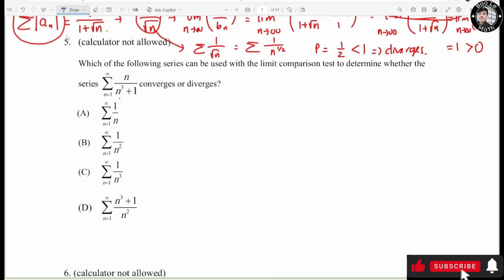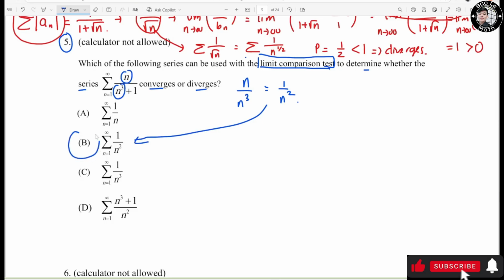Now let's move on to question 5. Which of the following series can be used with the limit comparison test to determine whether the series converges or diverges? When you use the limit comparison test, you're going to check the quotient of the leading terms on the numerator and denominator. Numerator is right here, denominator is right here. So n divided by n cubed is going to be 1 over n squared, which is right here. The answer must be B.